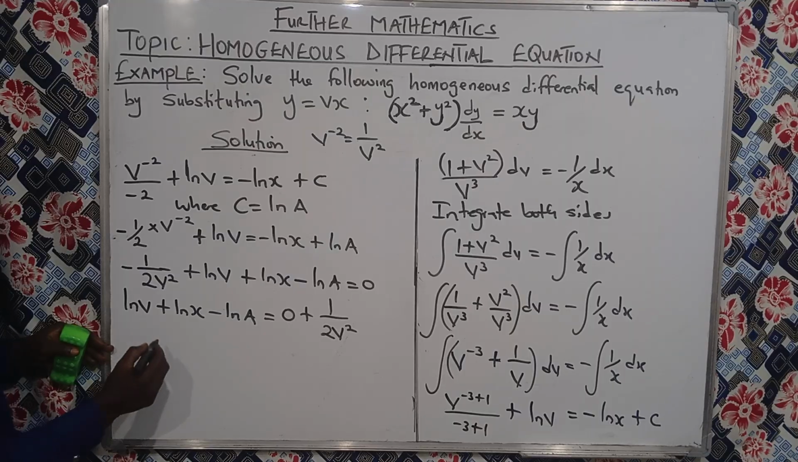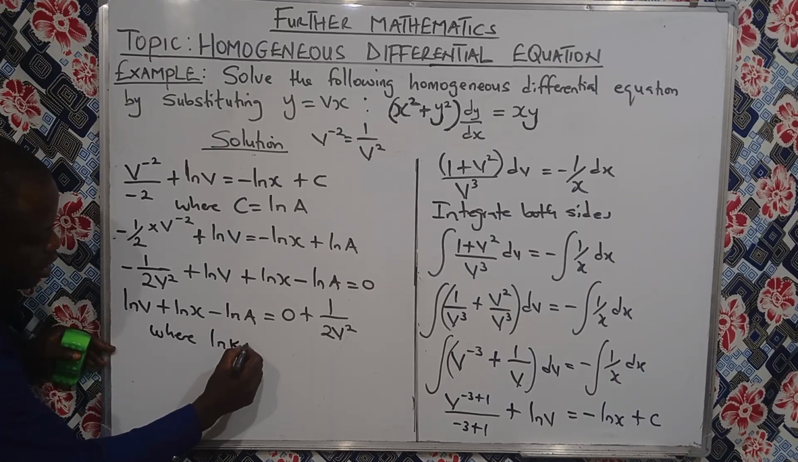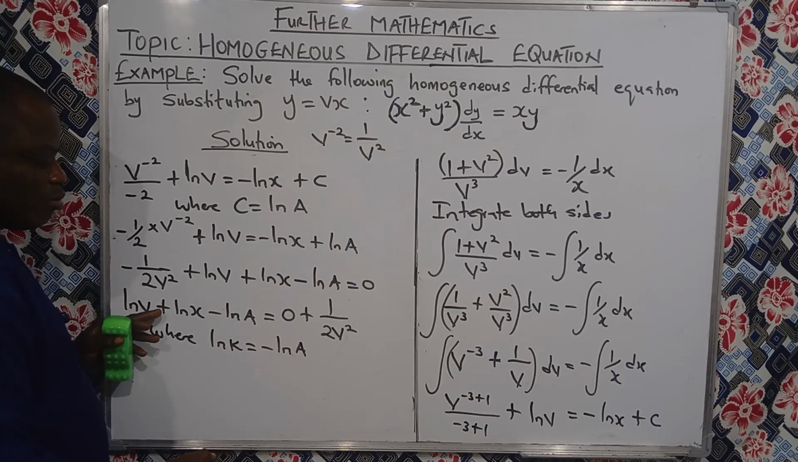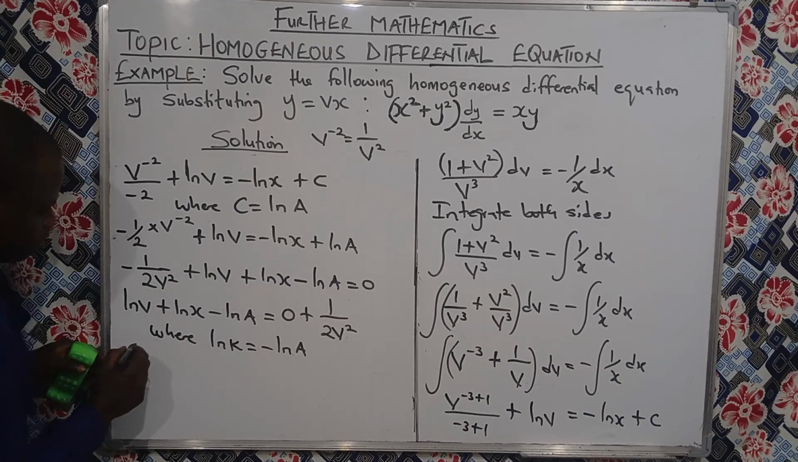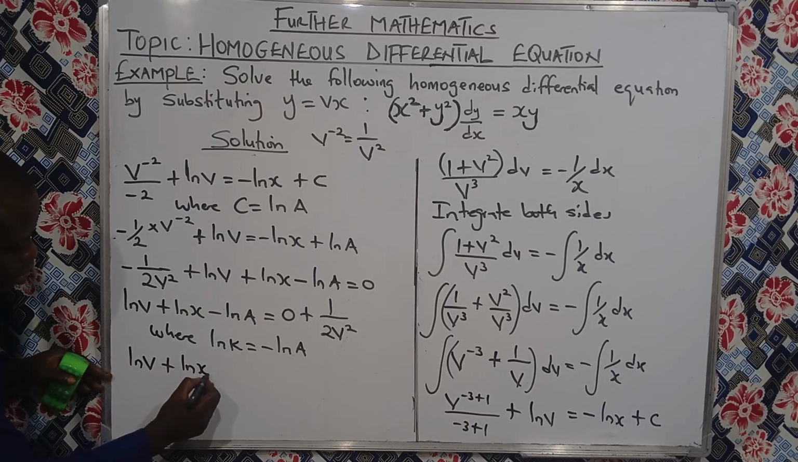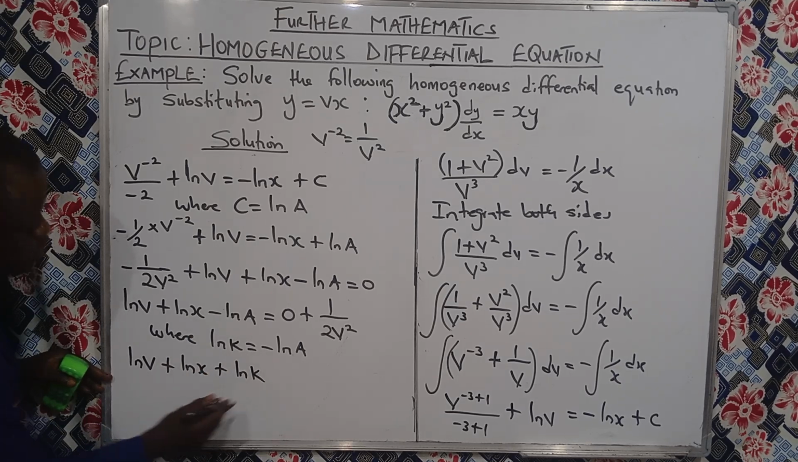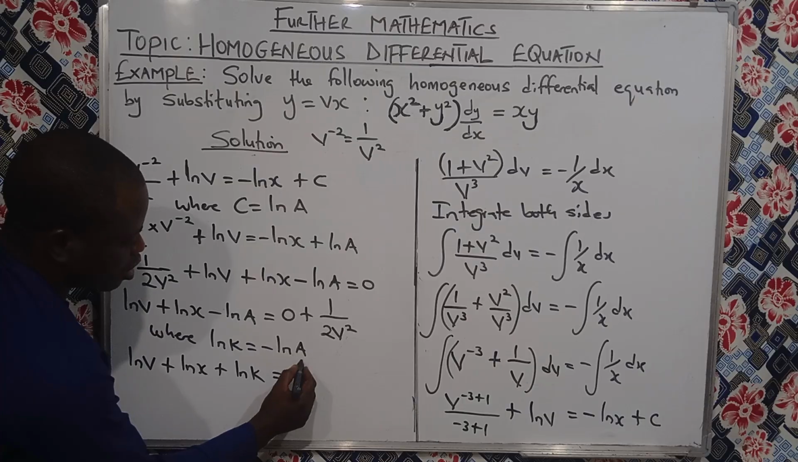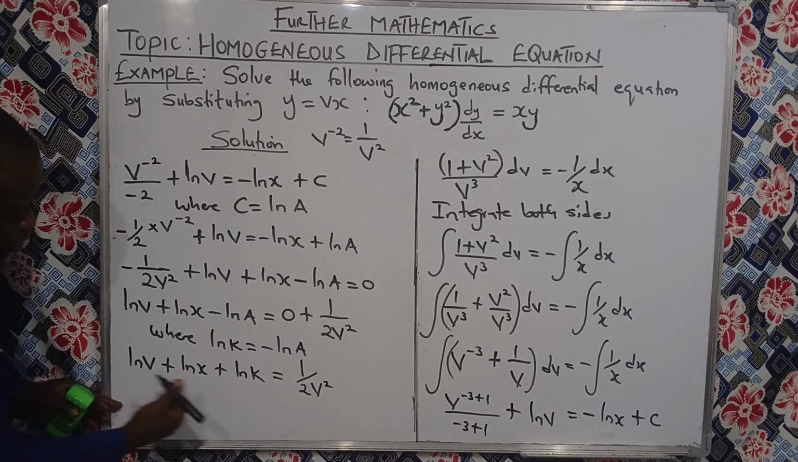Okay? Now, where ln k equals minus ln a. We want everything to be in terms of multiplication. That's why we want to turn minus ln a into ln k. So ln v plus ln x, instead of writing minus ln a, now say plus ln k, because we have represented it with ln k, equals 0 plus 1 over 2v squared, as 1 over 2v squared. Good. Now, everything is in terms of positive.